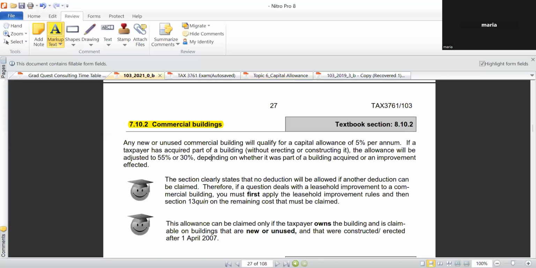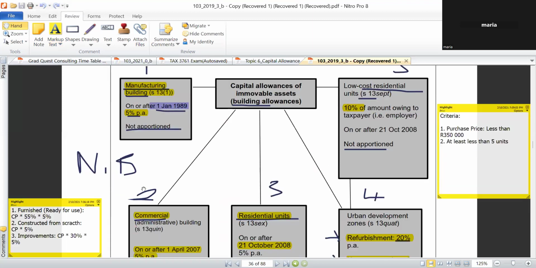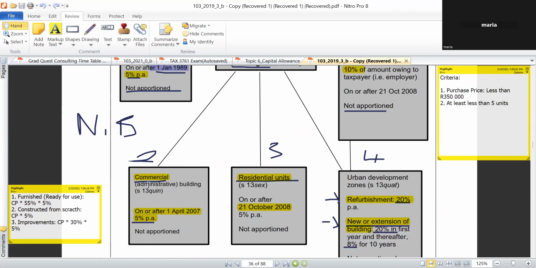Commercial building. So with commercial buildings, there are two things that happen. Just like your manufacturing building, SARS would allow you 5% per annum on the purchase price of a commercial building. That is under the provisions of Section 13 Quin.